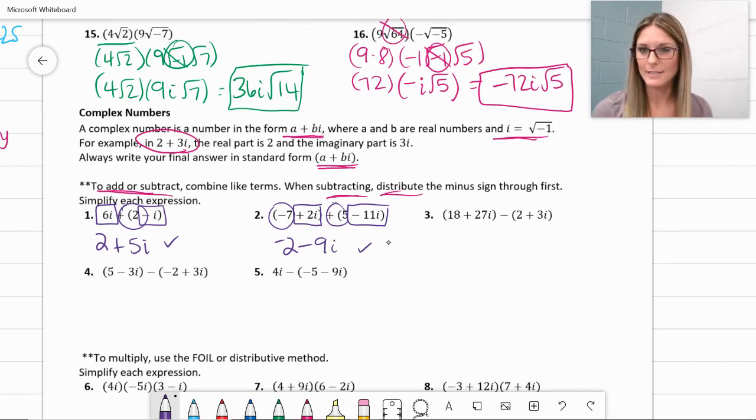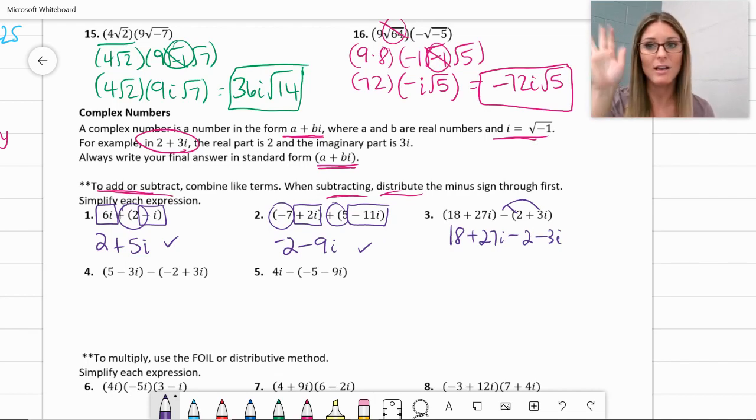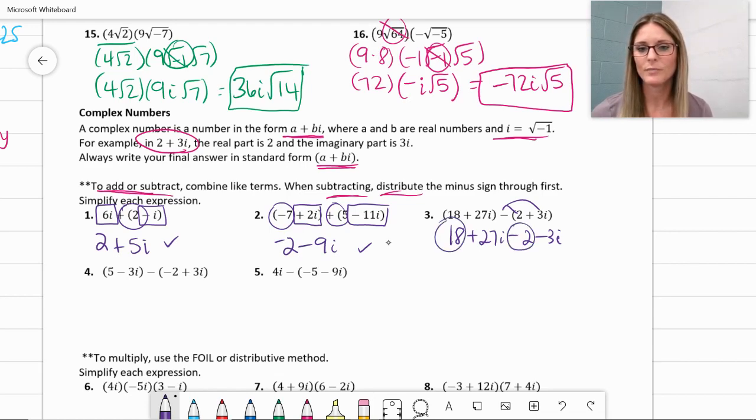Number 3, we're subtracting. We are subtracting. Heads up. So you want to make sure you don't overlook the subtracting as it goes across the second term, that 3i. So I always recommend, I always do it, rewrite it. Then you can combine like terms without worry. Our real pieces, 18 minus 2 is 16. Imaginary 27 and a -3 is going to give me -24i.